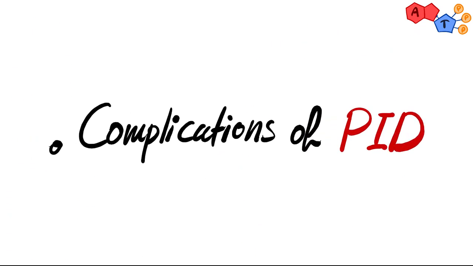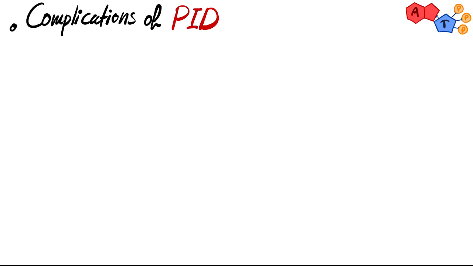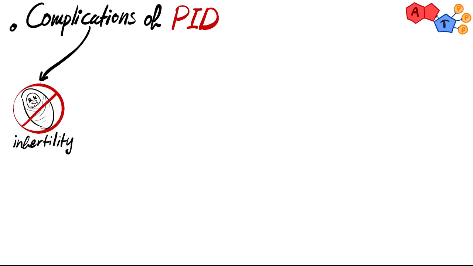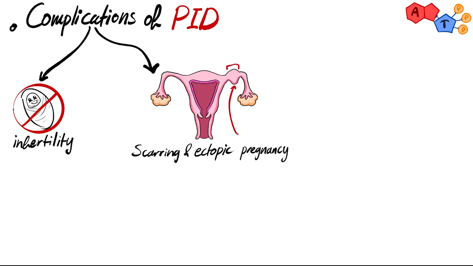Okay, now let's focus on the possible complications of PID. First, we have infertility. And the way this happens is that you form scar tissue in the fallopian tube, which can block it, and that would prevent the egg from meeting the sperm. Secondly, we have scarring and ectopic pregnancy. Do you know where is the most common site for ectopic pregnancy to happen? Take a moment. The ampulla of the fallopian tube.